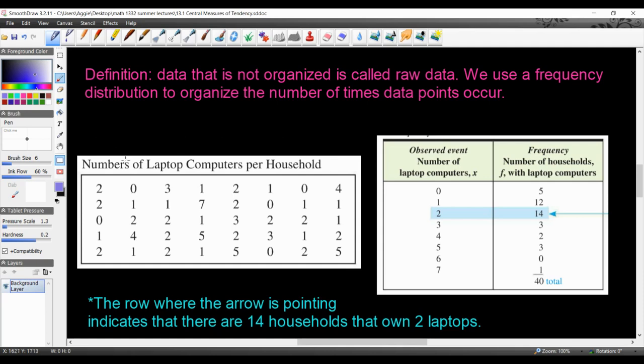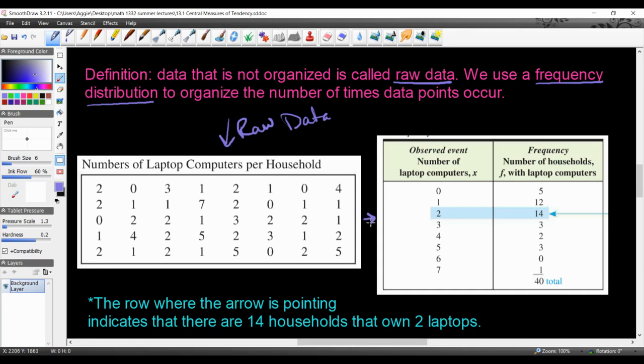Okay, data is not always like that. Sometimes it's in something called a raw data format, and that's this right here. This is raw data, an example, where they already conducted the experiment, where they got the information, they just kind of put it somewhere, and we need to organize it. To do that, we use something called a frequency distribution to organize the number of times that those numbers occurred.